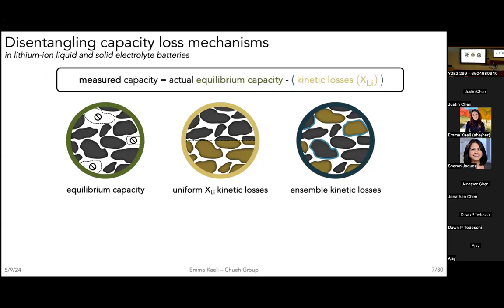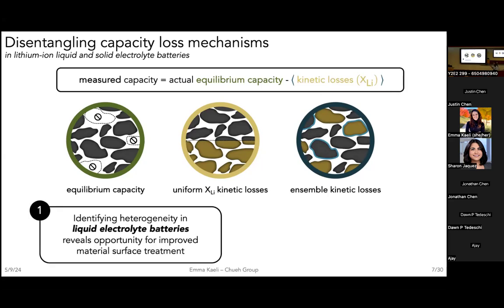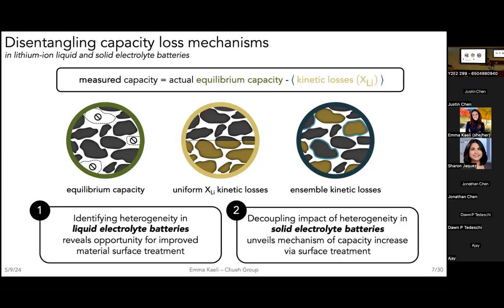First, I will go through this type of analysis in our liquid electrolyte system. These are the more traditional lithium-ion batteries, and I'll talk about how a particular surface treatment is going to be interacting with heterogeneity, and then do the same process again for the solid electrolyte batteries. So let's begin with the liquid electrolyte batteries.